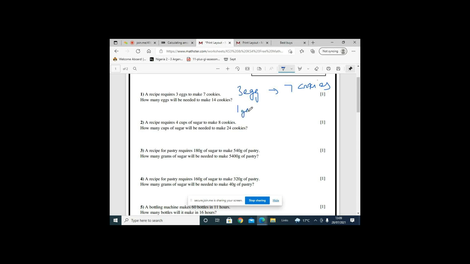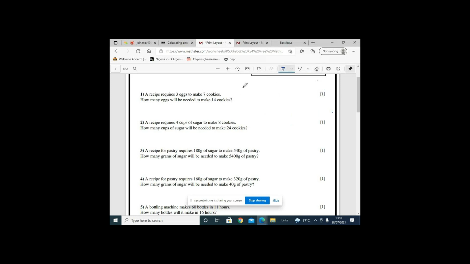So for 1 egg, it's going to be 7 divided by 3, which should give you 2.33. This one is going to make 2.33 cookies. So how much will 14 cookies need? You can just say, okay, it's going to be the other way around.